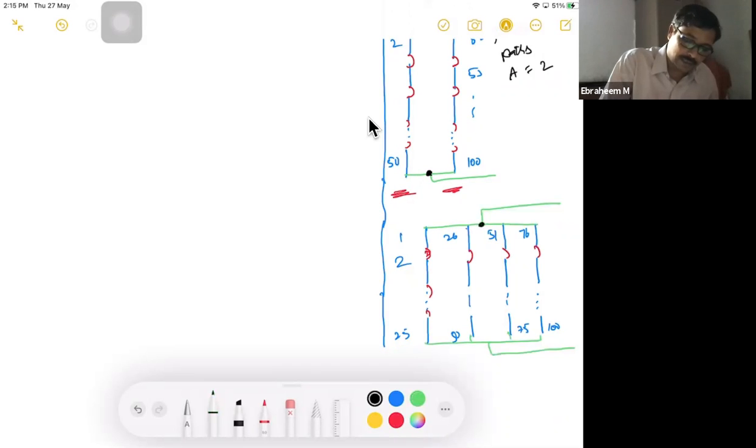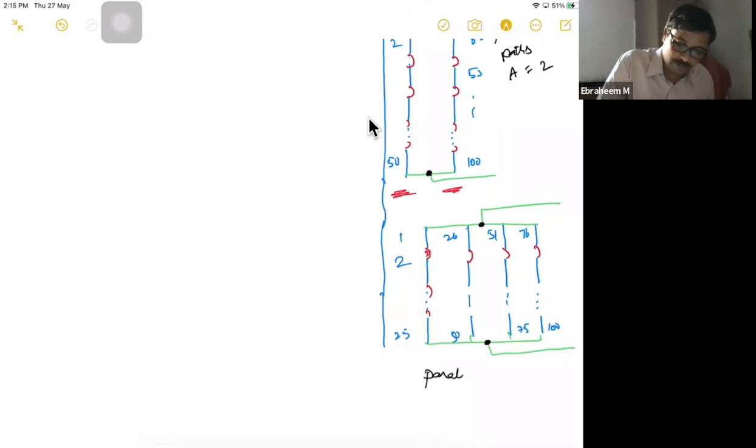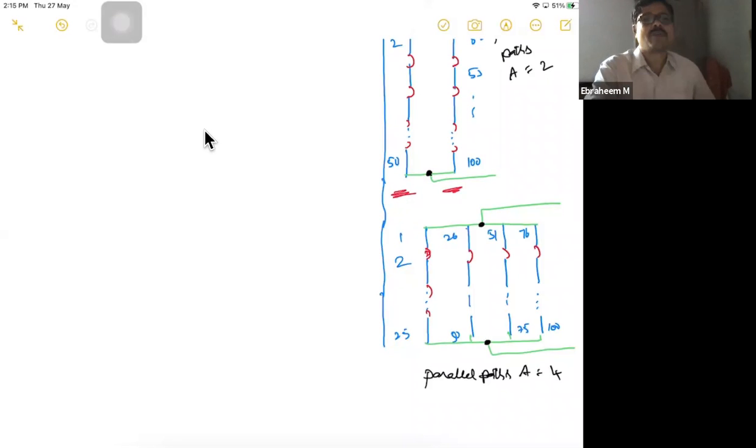So this is the node, right? Between these two nodes you have 4 parallel paths. So in this case, the parallel paths A is equal to 4. I can have a number of parallel paths of my own choice, right? So that is how the winding is arranged in the armature.